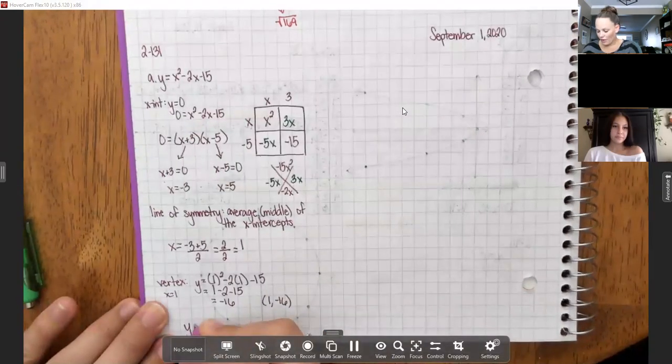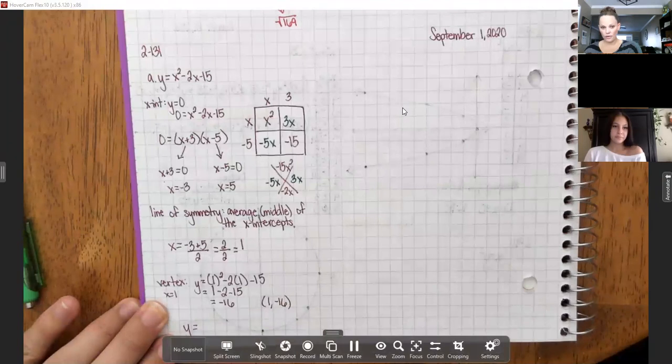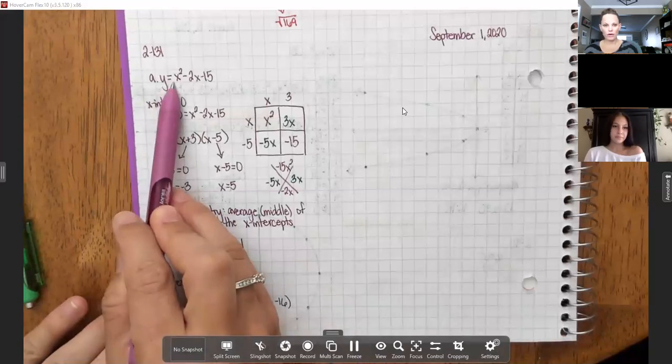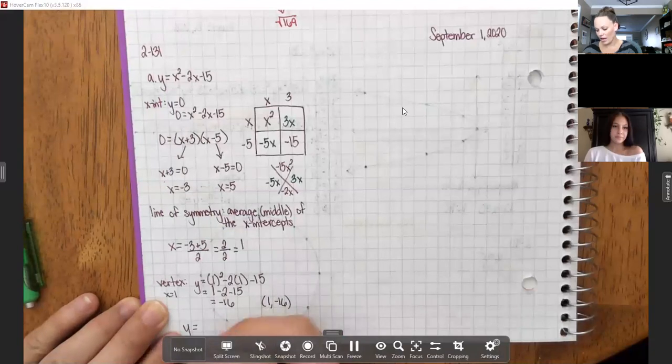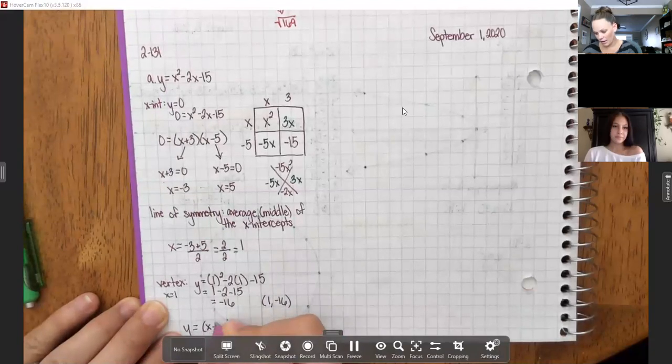which means graphing form here. Remember, graphing form is the one with a, h, and k. a we can already see is 1, and then here's h and k. So y equals x minus 1 squared minus 16.